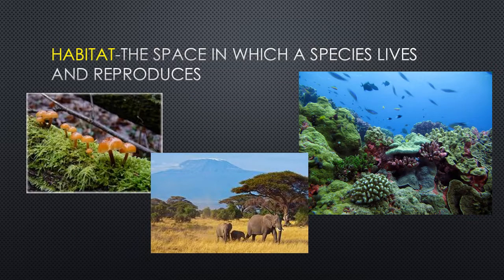Okay, let's talk a little bit about habitat. So habitat is the space in which a species lives and reproduces. It can be as small as a fallen log, such as where these fungi are living along with their moss friends, or it can be as large as the plains of Africa. And let's not forget about our underwater habitats and our underground habitats.